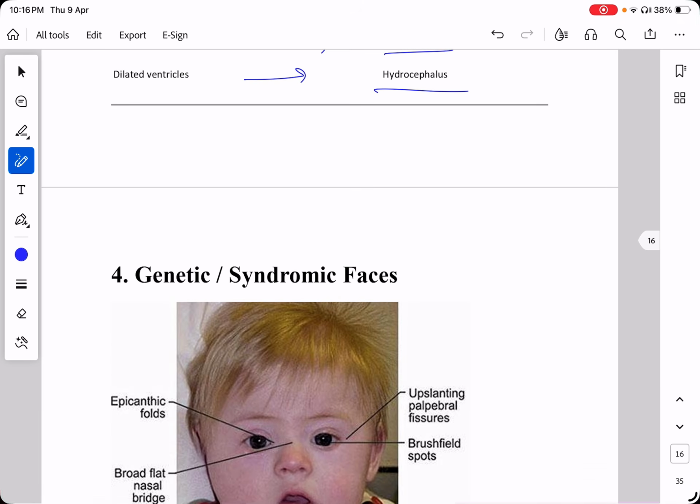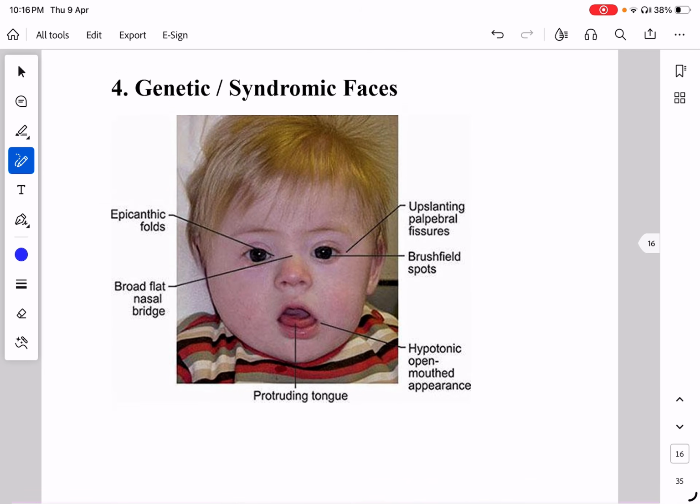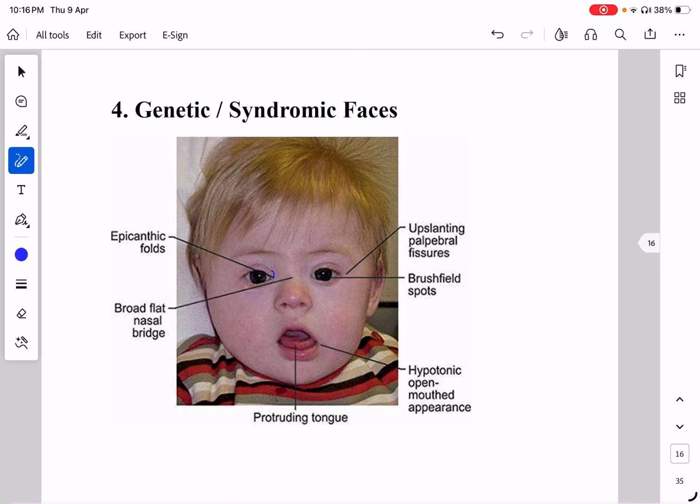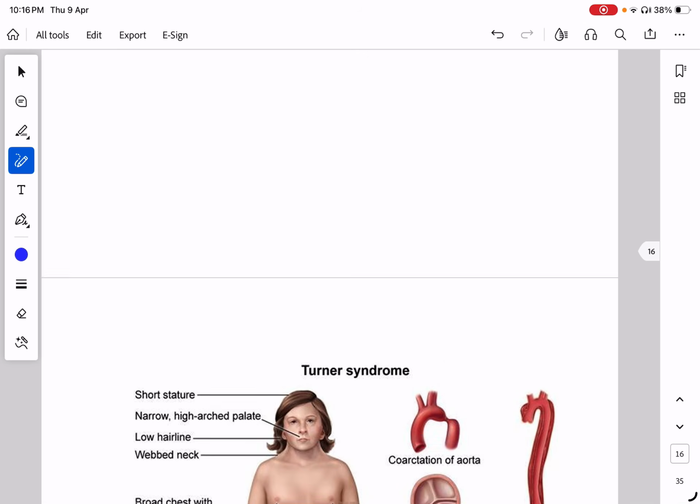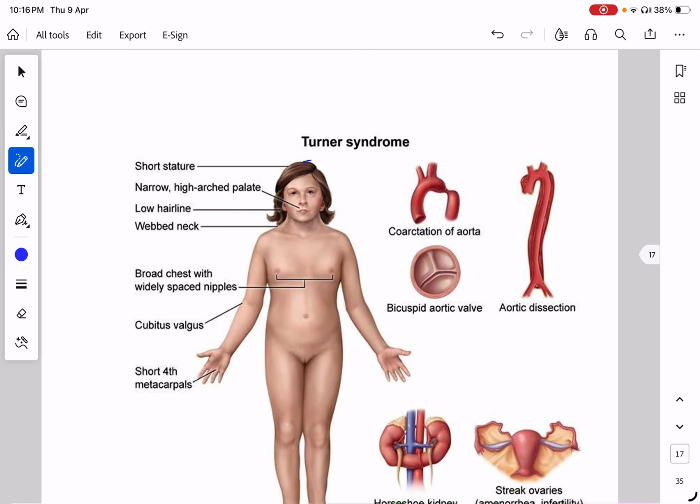Now some genetic syndromic faces. Epicanthic folds, broad flat nasal bridge, slanting palpebral fissures, Brushfield spots seen, hypotonic open mouth, and protruding tongue in Down syndrome.